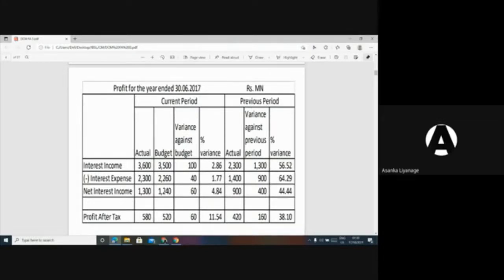The net interest income, 1,300 versus 900, the difference is 400. Therefore, an increase of 44%.